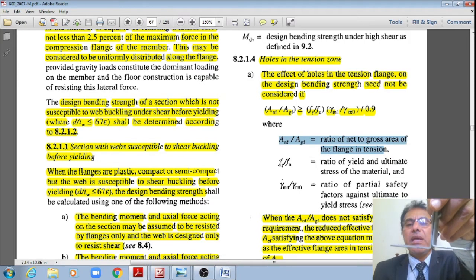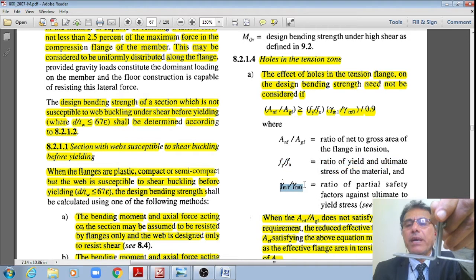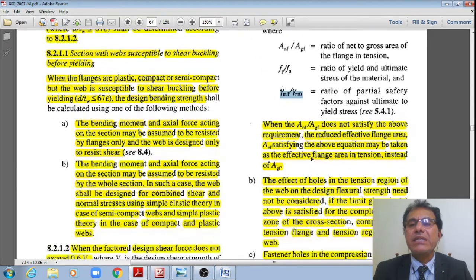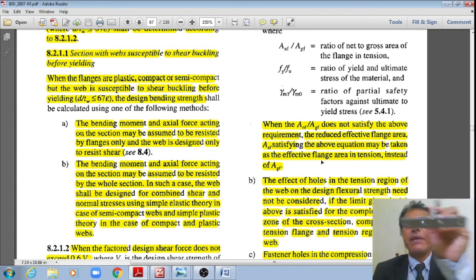and Fy by Fu is the ratio of the yield to ultimate stresses of the material, and gamma M1 and gamma M naught are the partial safety factors against the ultimate stress as well as the yield stress respectively. However, when the Anf by Agf ratio does not satisfy the above requirement, the reduced effective flange area Aef satisfying the above equation may be taken as the effective flange area in tension instead of Agf. Please make a note, right?